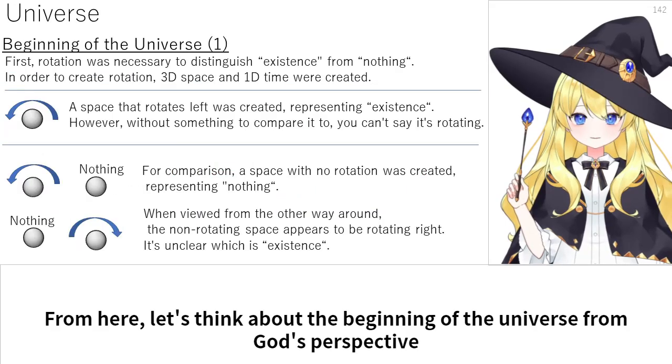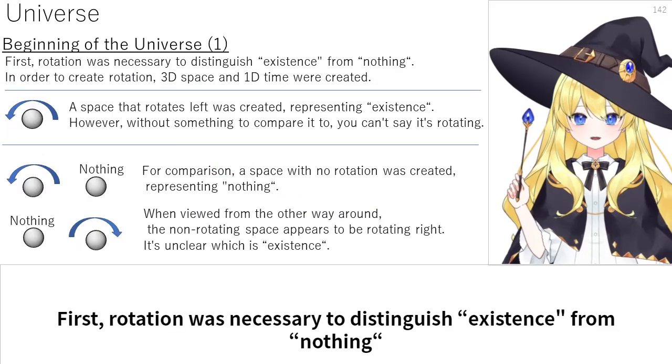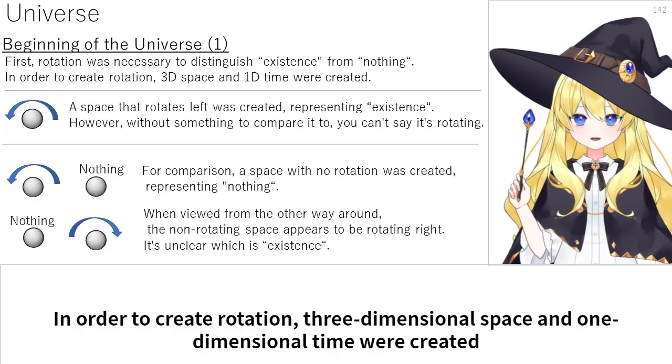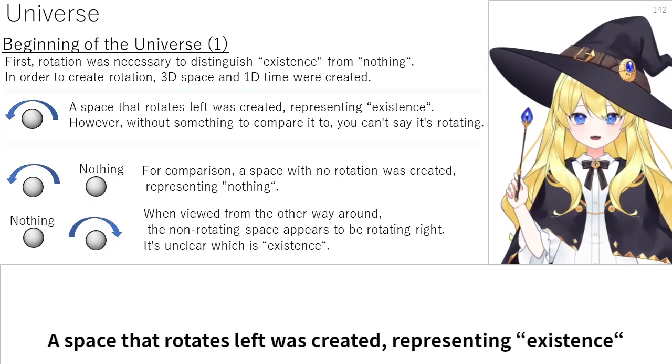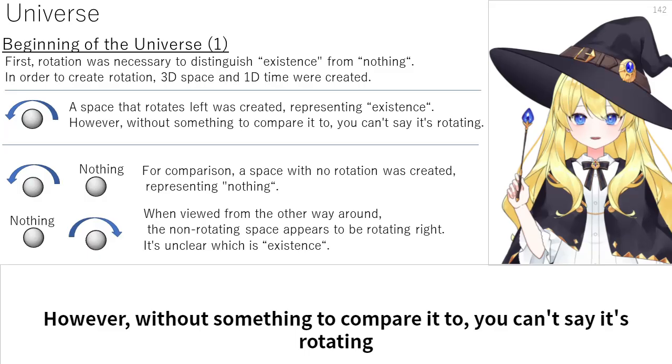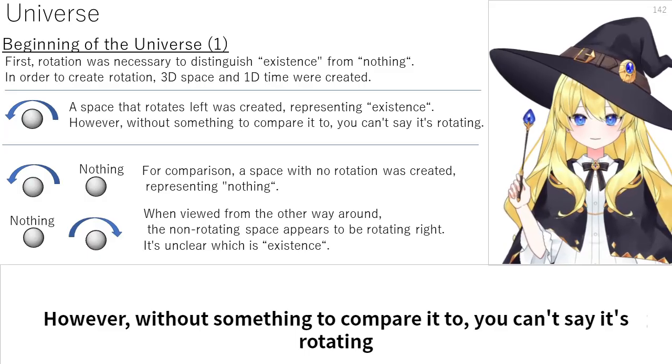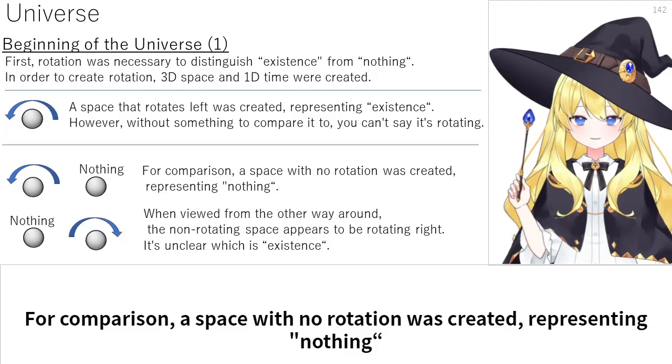From here, let's think about the beginning of the universe from God's perspective. First, rotation was necessary to distinguish existence from nothing. In order to create rotation, 3-dimensional space and 1-dimensional time were created. A space that rotates left was created, representing existence. However, without something to compare it to, you can't say it's rotating. For comparison, a space with no rotation was created, representing nothing.